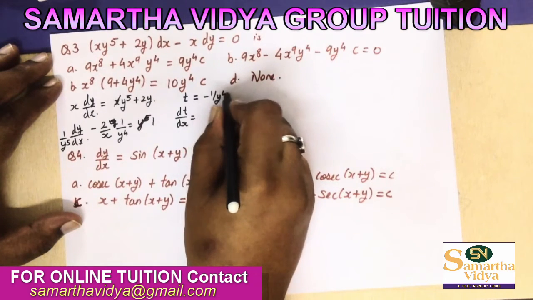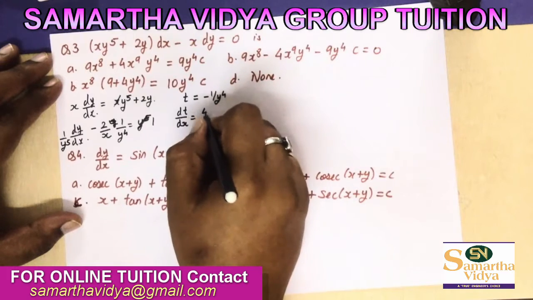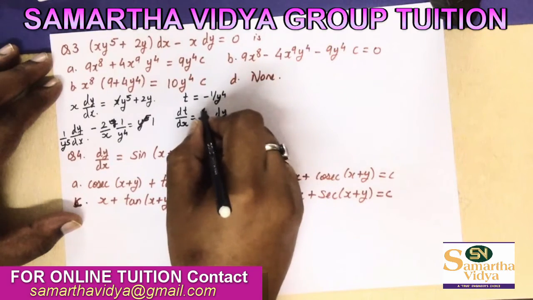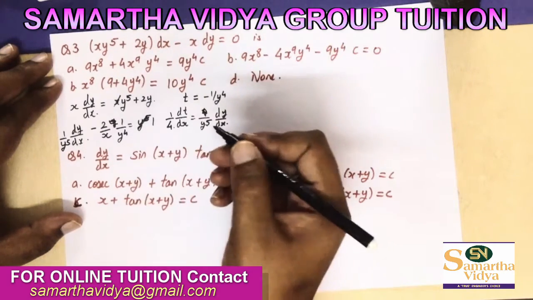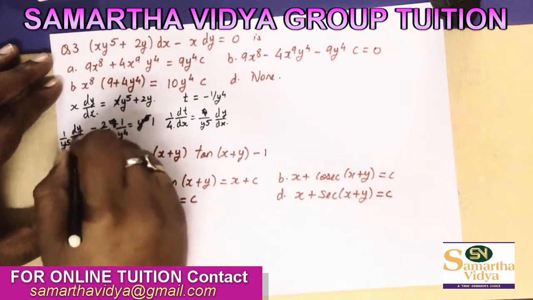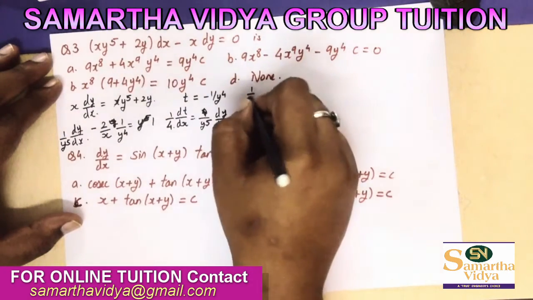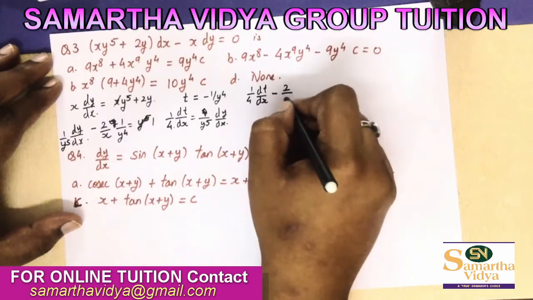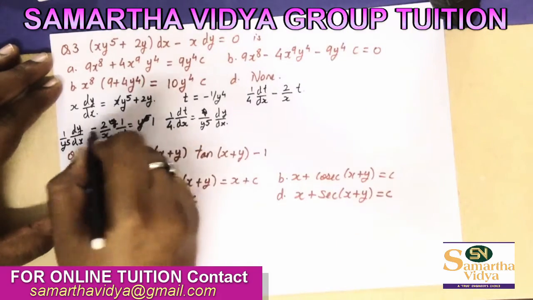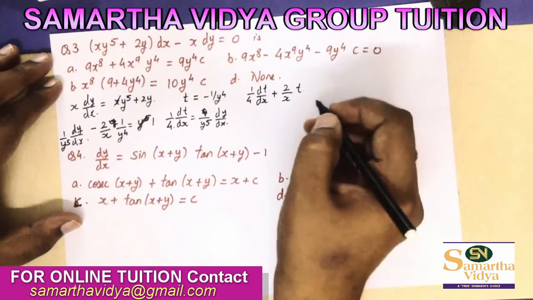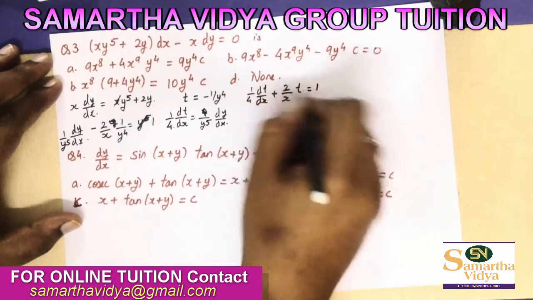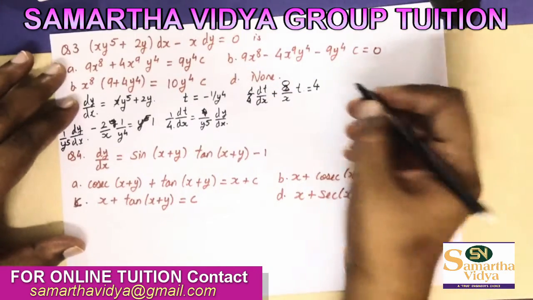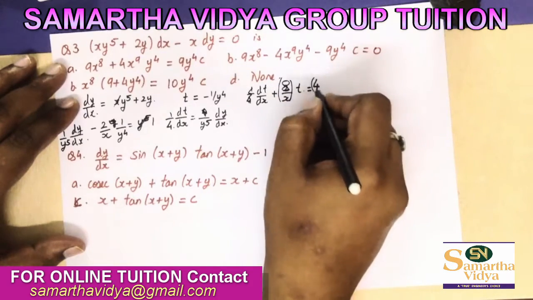So this becomes y raised to minus 5, so that becomes 4 by y raised to 5 dy by dx. That 4 goes on the other side, it becomes 1 by 4. So in this place, I'm going to get 1 by 4 dt by dx, and I'll be getting plus 2 by x t is equal to 1. After this, I have to multiply by 4. So this becomes 8 and this becomes 4. Now I have this as my P and this is my Q.